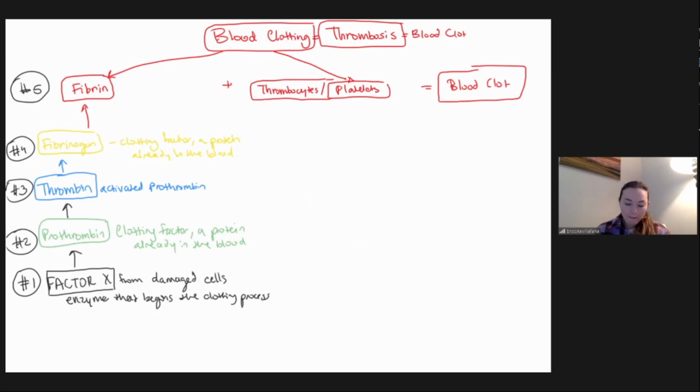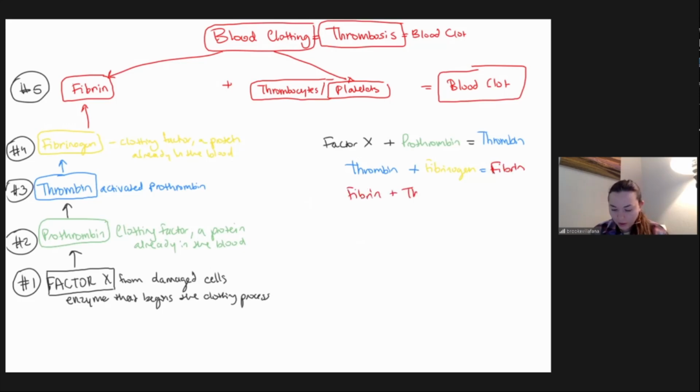Okay, so the way I wrote this when I was in the class was factor X plus prothrombin equals thrombin. Thrombin plus fibrinogen equals fibrin. And then fibrin plus thrombocytes equals thrombosis. So whatever way works for you to learn it, you do need to know the order.